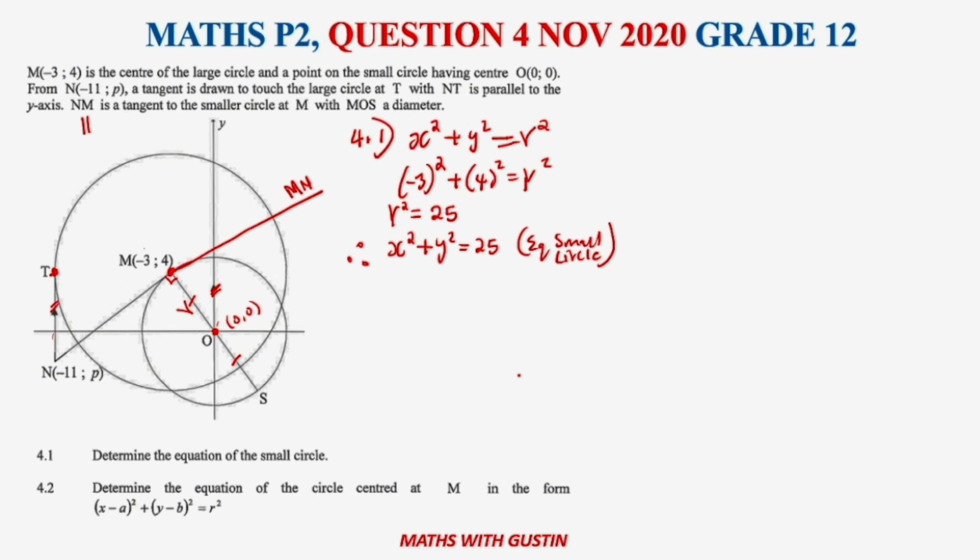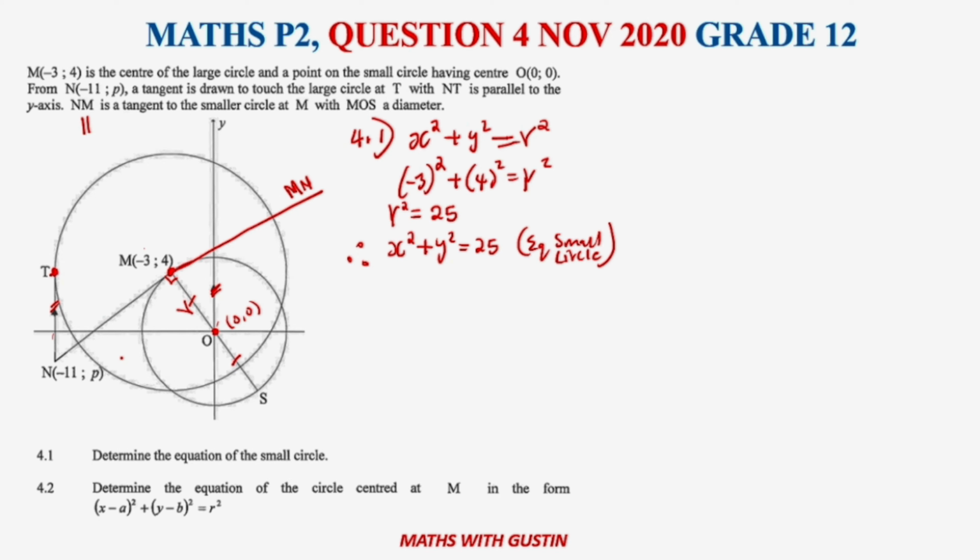Great stuff, guys. I hope you guys are following. So let's move on to 4.2. Determine the equation of the circle centered at M in the form of. Okay, so now we have to determine the one for the bigger circle. Okay, and then we just need to calculate the radius. How are we going to calculate the radius of this one?